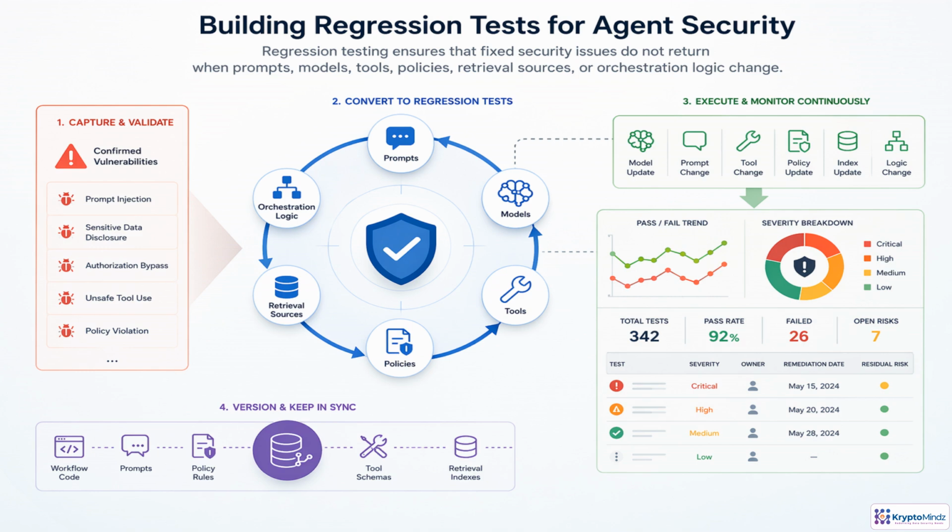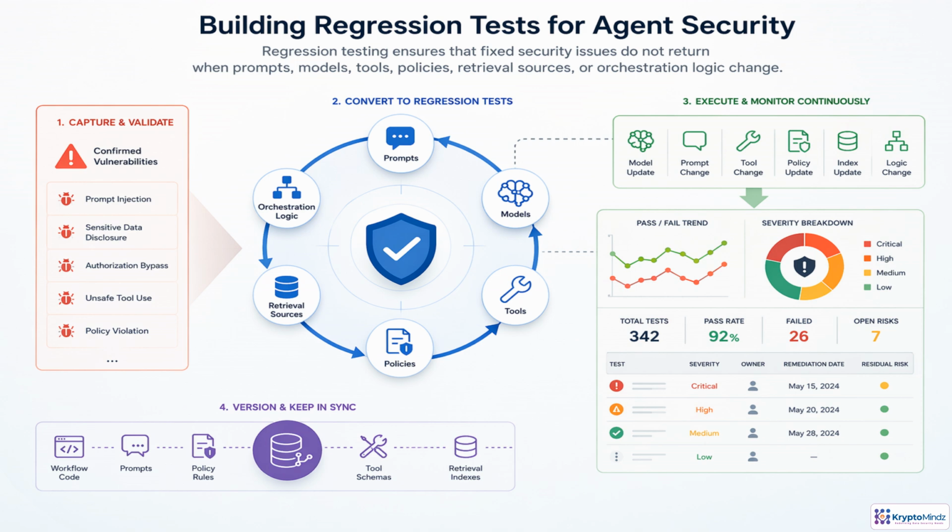A security fix is durable only when it becomes a repeatable test. For every confirmed issue, capture the attack prompt, user role, expected denial, blocked tool call, and audit event. Then run that test whenever anything security relevant changes: the model, system prompt, tool schema, permissions, retrieval index, policy rules, or orchestration logic. Treat failures like production defects.